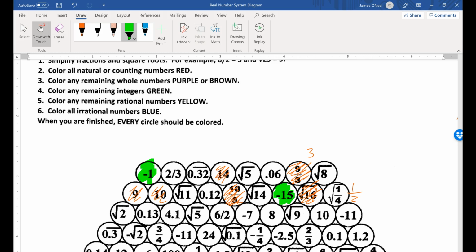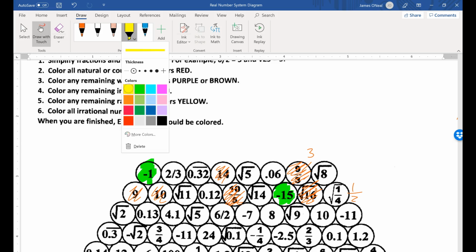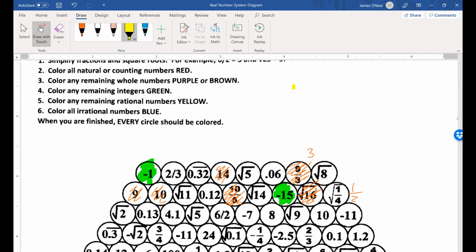Okay. Color any rational numbers yellow. Come on, yellow. Let's go. So rational numbers can be numbers that can be written as a fraction or repeating decimal. You repeat, you have a bar, you terminate. You clearly don't. Square root of 8 is irrational because it's non-perfect square. Square root of 14 is non-perfect square, so you're irrational.